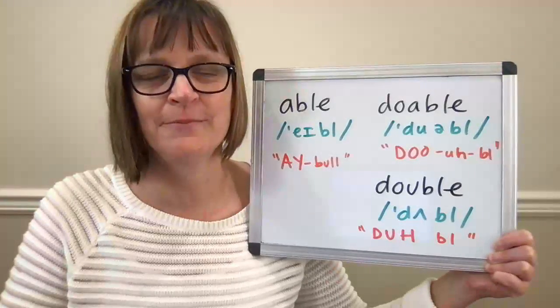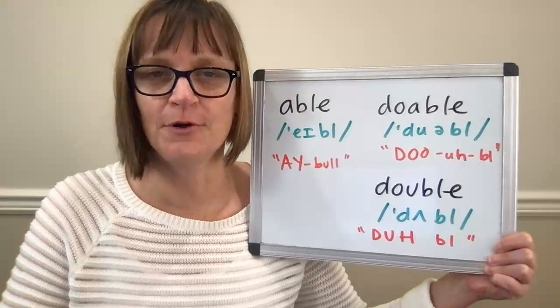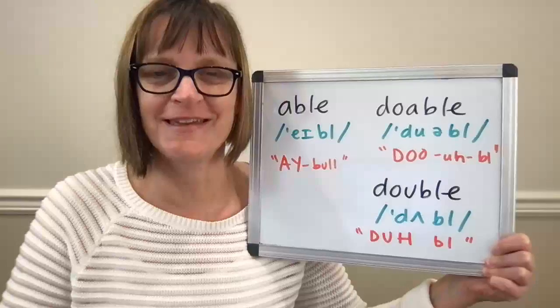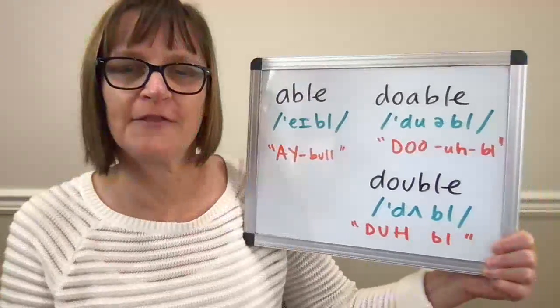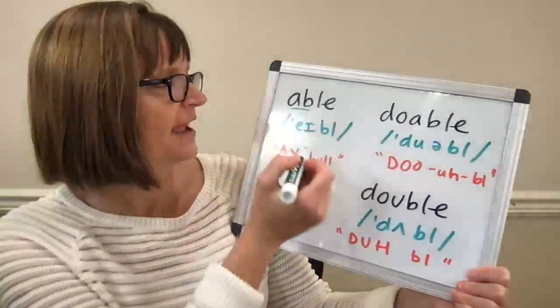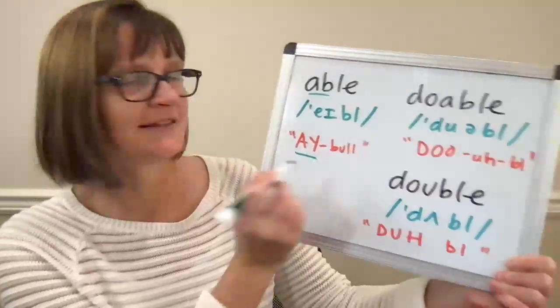In this video, we'll look at the words able, doable, and double, help you say them smoothly and easily in your everyday speech. So firstly, looking at the word able, we have first syllable stress, and the letter A says its name. So it is a tense A.